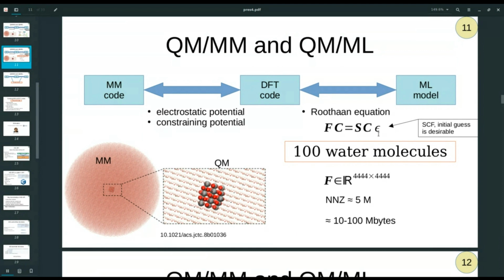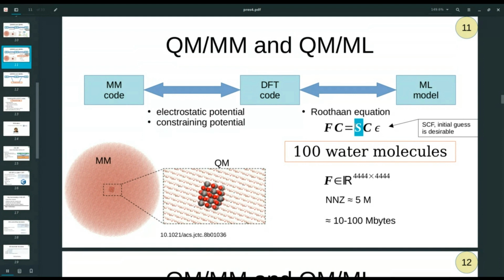So in principle, there is no reason why it can't work with plane waves. In case of plane waves, you will not have this overlap matrix. It will be just unit matrix, identity matrix.